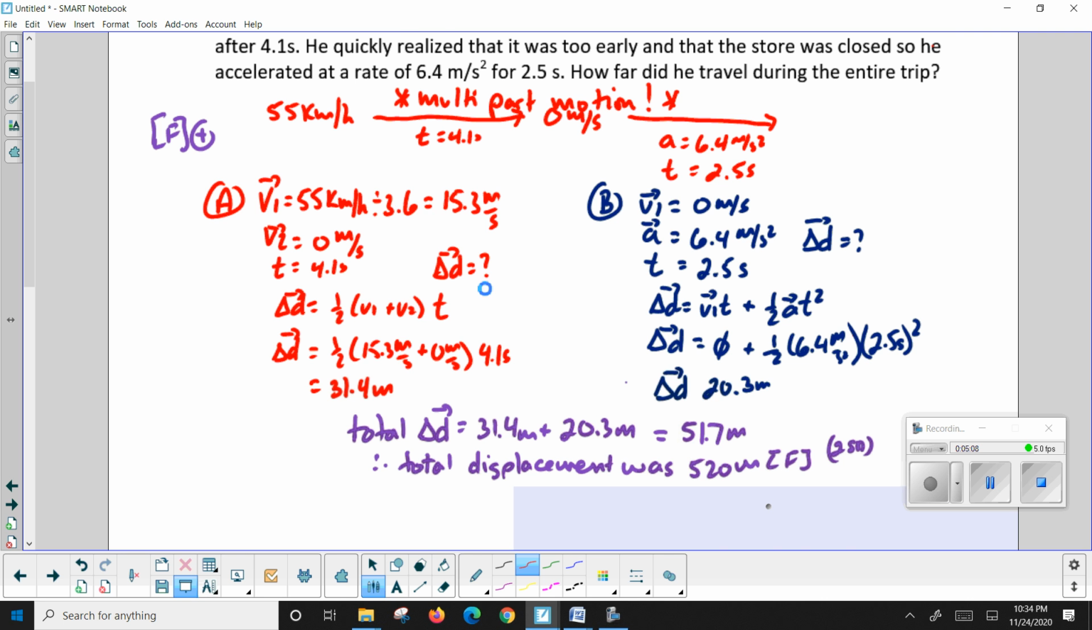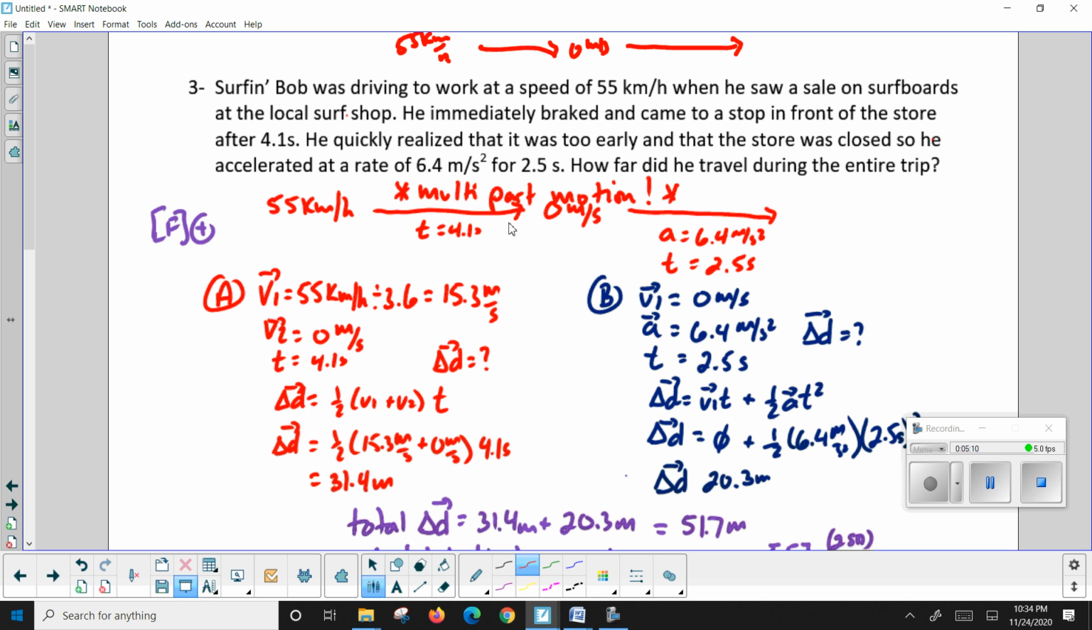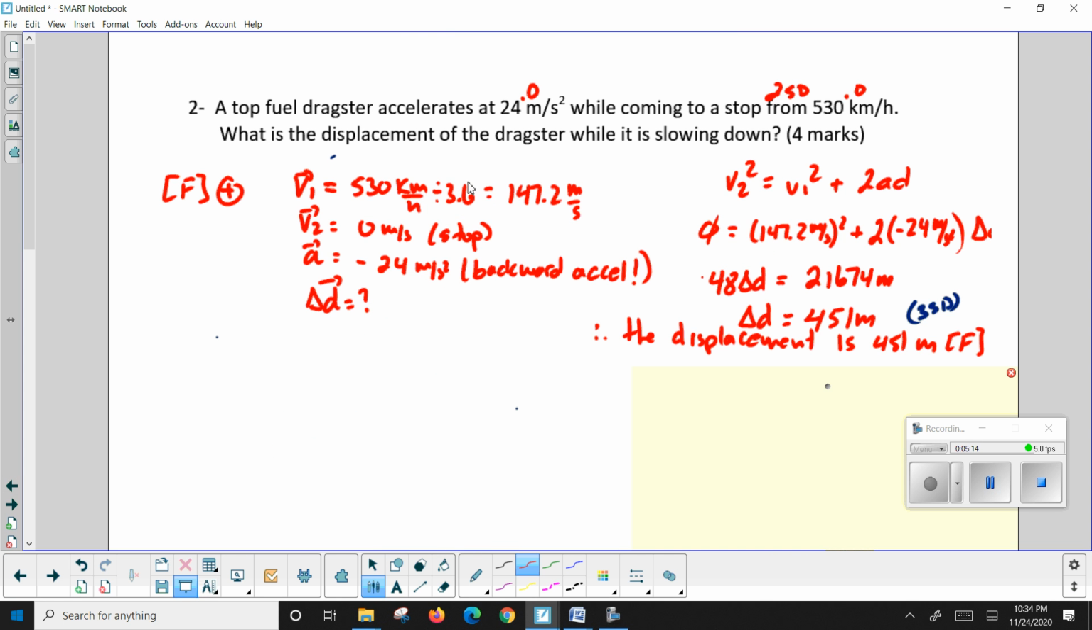Remember, use a nice systematic approach. Be careful for any kind of negative accelerations that you might have. So be careful with that. Always do those conversions. Give me your positive direction and then round right at the end.